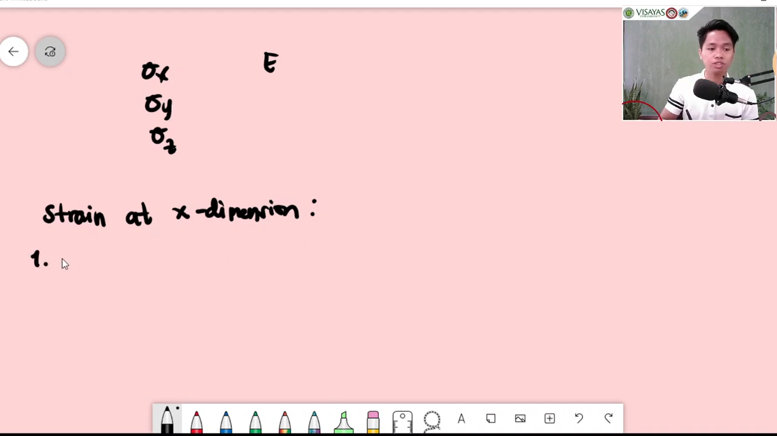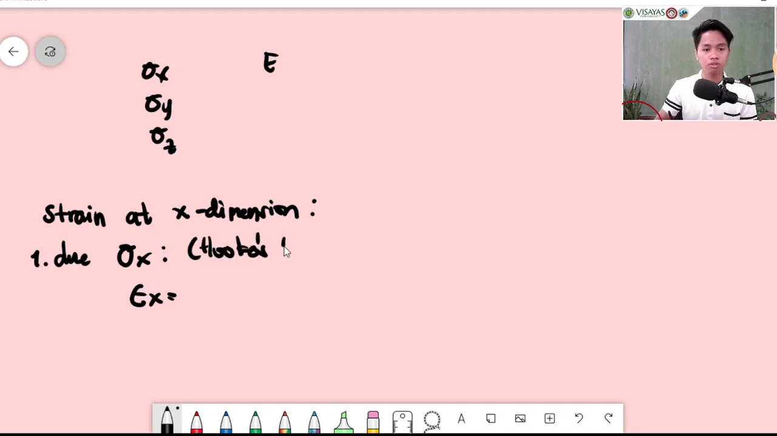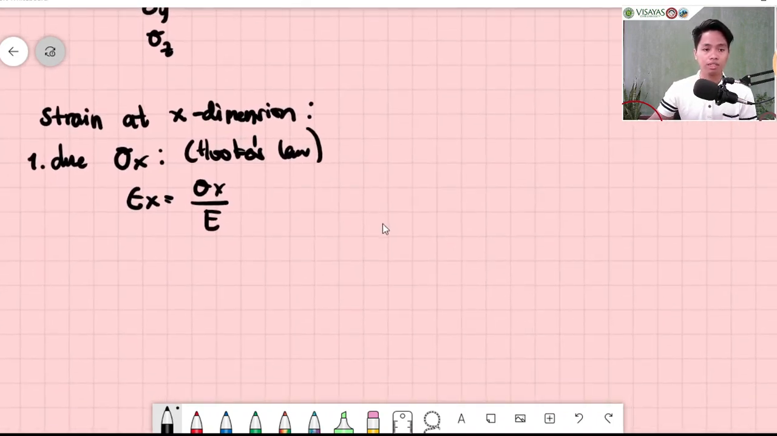So first is due to stress at X. Obviously, the strain is just simply using your Hooke's law. Direct lang na siya. That is just simply the stress at X divided by your modulus of elasticity. So, mao na siya. Due to X. Kay X dimension man na siya.